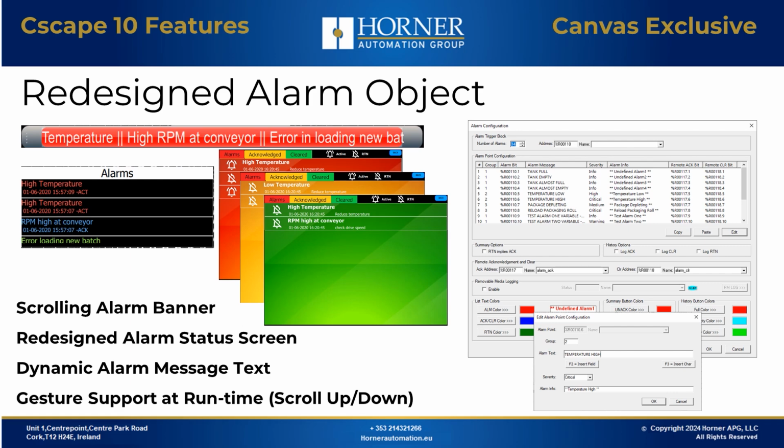When you're displaying alarm history or current alarms, if the list you are looking at on the screen is longer than what will fit on the screen, you can use gestures to scroll up and down through your list. So once again, you have gesture support with Cscape 10 that's now added to the alarm object. You also have the ability to have dynamic messages. In other words, you don't have to have the same text displayed every time you have an alarm message. Instead, it could include some standardized text and live data.